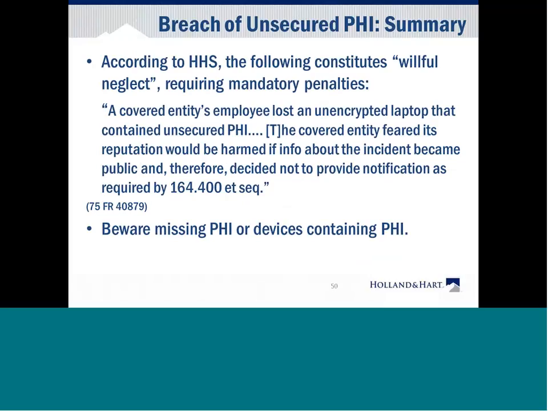A covered entity's employee lost an unencrypted laptop that contained unsecured protected health information. The covered entity feared its reputation would be harmed if the information about the incident became public, and therefore decided not to provide the notification as required by the rule. In that situation, the government said, hey, that's willful neglect. If it's willful neglect, mandatory fine of at least $10,000 per violation. And by the way, each person's name on that laptop, separate violation. And you can't correct it. You don't get the benefit of that correction rule if you act with willful neglect. And therefore, I err on the side of doing the breach report.